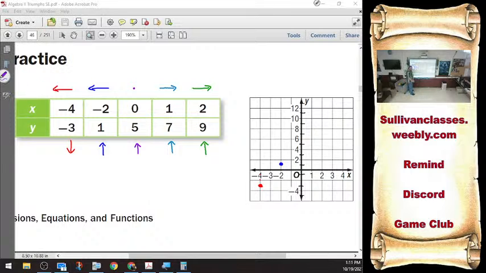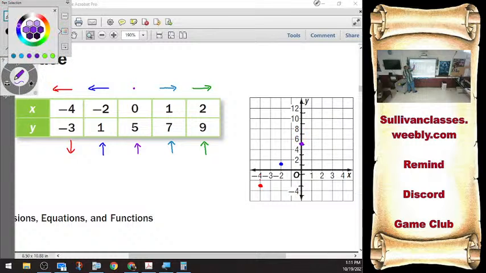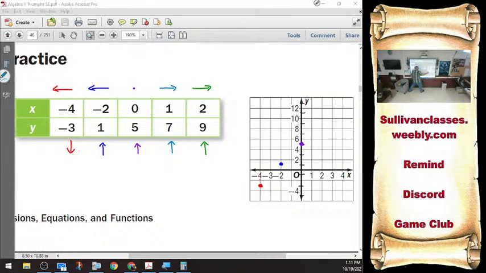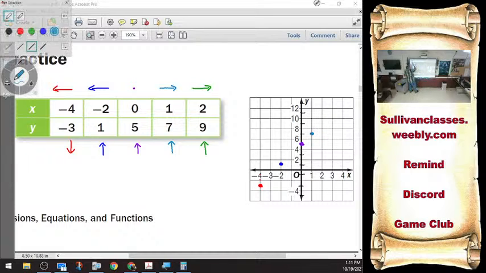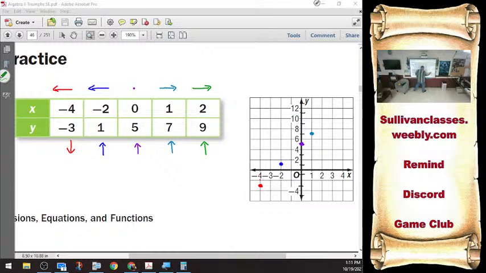Okay, 0, 5. I don't go left or right at all, but I will head up 5. Use those little tick marks and count: 1, 2, 3, 4, 5. Right 1, up 7. Count right 1 and up 2, 4, 6, 7. Right 2, up 9. Right 2, up 2, 4, 6, 8. Not 10. 9. You notice that all these odd numbers were halfway through the box.